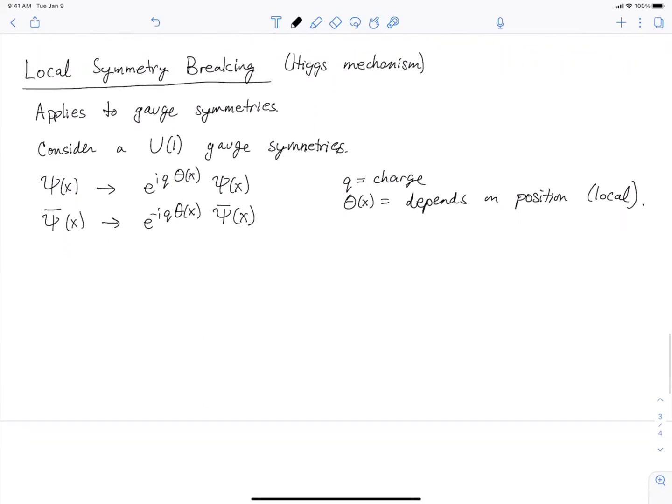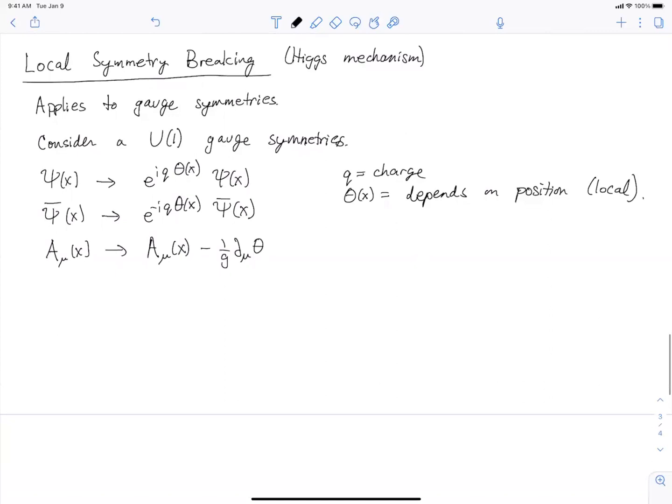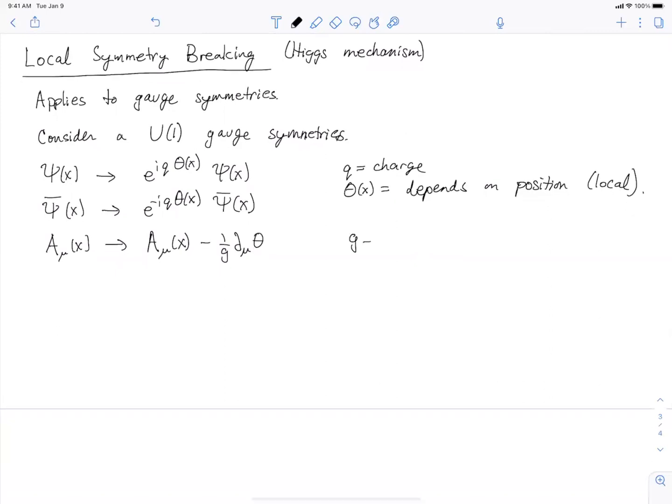then one thing we found is that you then have to introduce a gauge field, which is a vector, which I'm going to call A_mu of x, whose transformation looks like this. Okay, notice it transforms with a term that has the derivative of theta in it. That's why it's important that theta can depend on position. Okay, and g is the gauge coupling, which then appears in the Lagrangian.